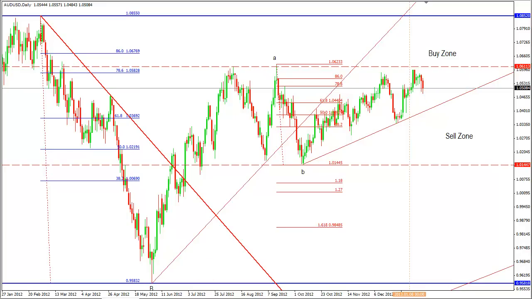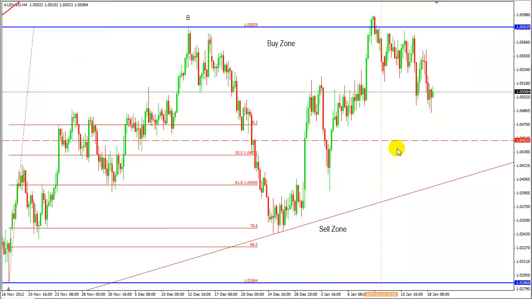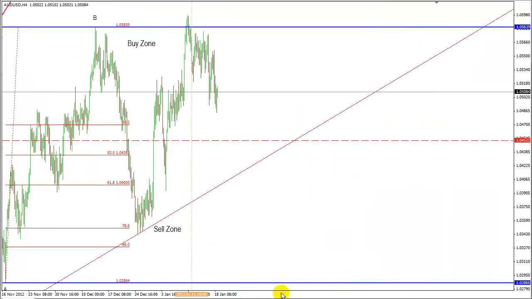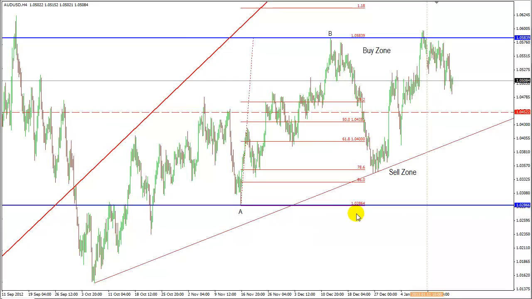Let's take a look at the 4 hour. So on the 4 hour, let's zoom out and take a look at the AB. A is at 1.0286 and the B is at 1.0583. Sorry about that. Right, so we had the AB, we've got a retracement to the 78.6.